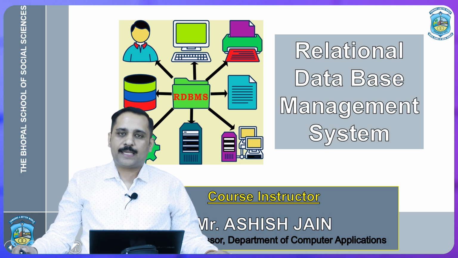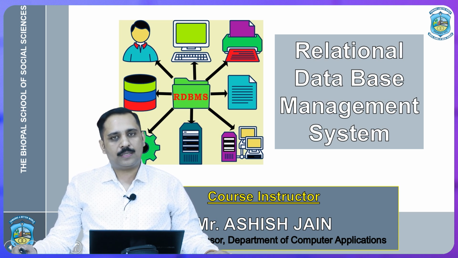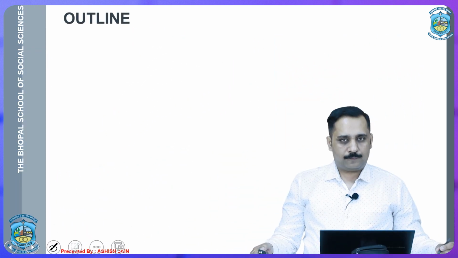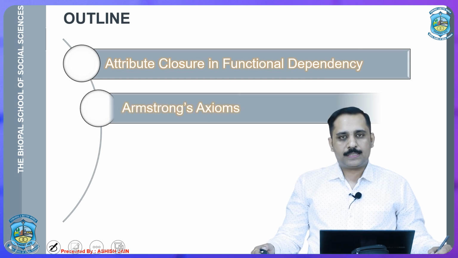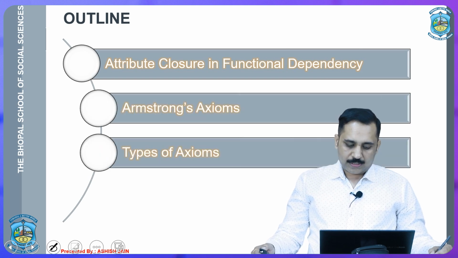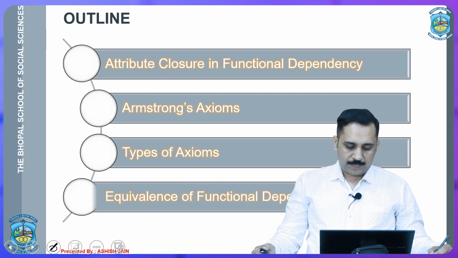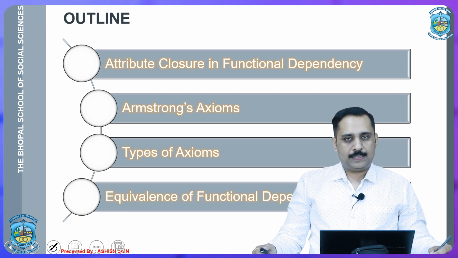Today, this is our second module in our series on functional dependencies. So let's begin today's session. This is a brief outline of this module. I'll start with attribute closure in functional dependencies, Armstrong's axioms, types of different Armstrong axioms, and equivalence of functional dependencies.